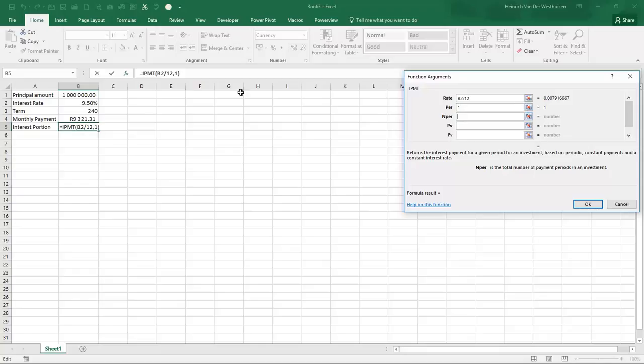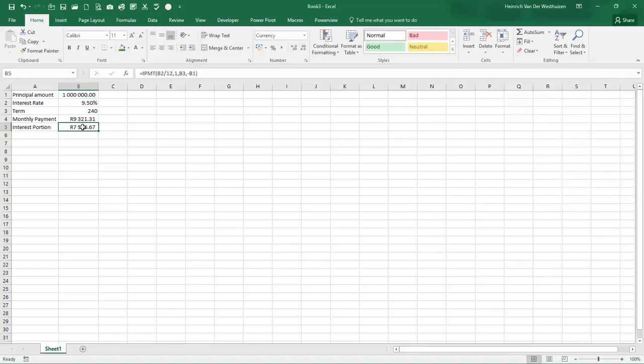NPER is the number of payment periods, which is going to be 240 there, so 240 months. And our present value, let's put a minus, will be 1 million. So in our first period, in our first payment of 9,321, 7,916 of that is pure interest. So only about 1,800 Rand, let's work out the difference, one minus the other. So only 1,404 is actually coming off the capital amount.